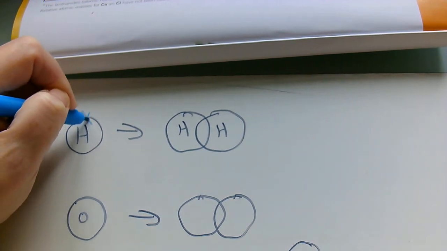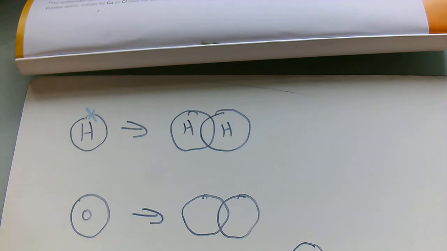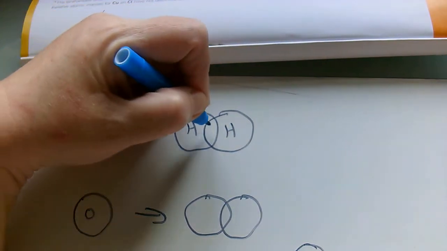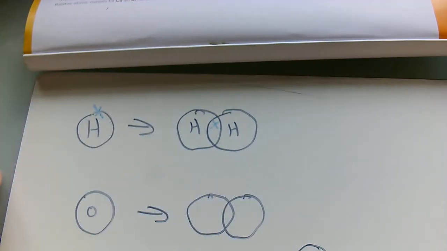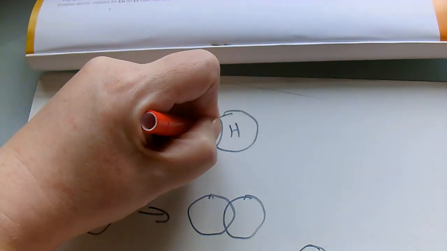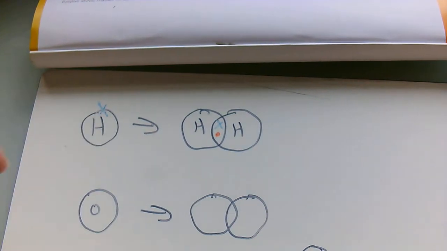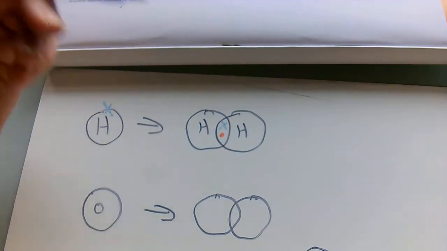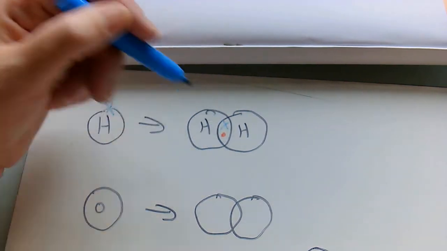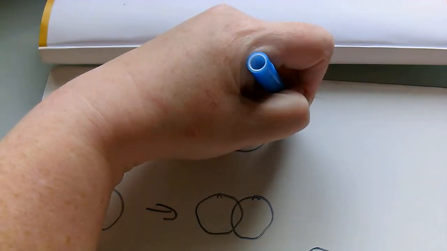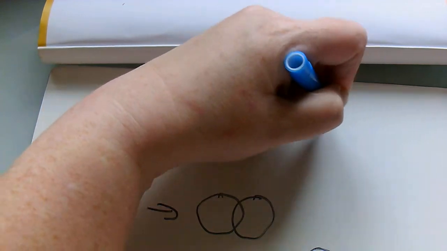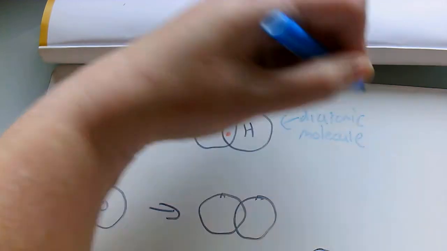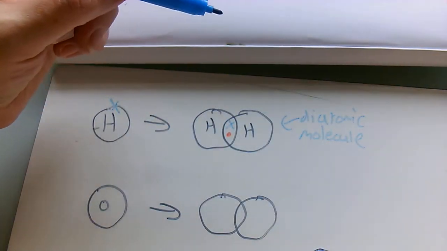So I'm going to draw a little X, and that tells me hydrogen has 1. And then over here I've got my 2 hydrogens, and I'm going to add in 1 hydrogen electron there and another here. So the blue one coming from this hydrogen and the red one from this, they both now have a full shell, and the bit in the middle is where they're sharing. This forms what we call a diatomic molecule, and the key there is di, which just means 2.